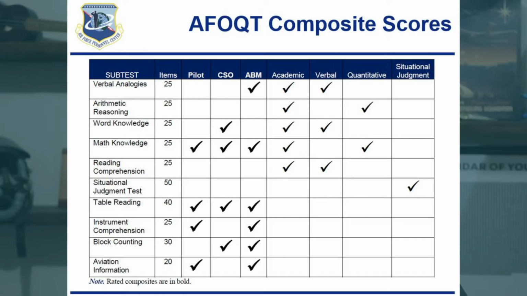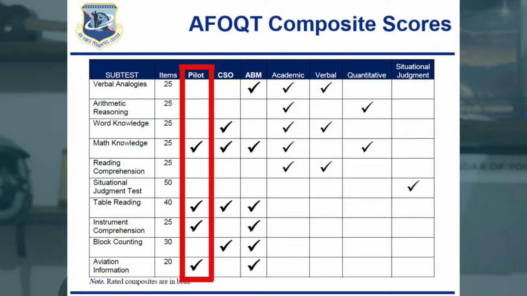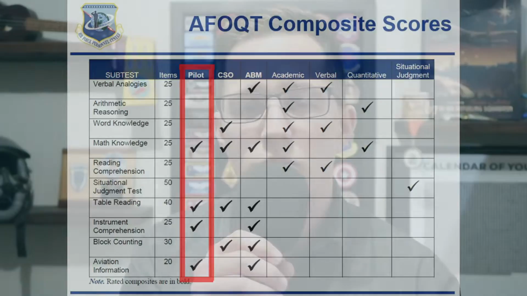On your screen, let's say, for example, you're interested in making the best pilot score you can. What you need to focus on is your math knowledge, your table reading, instrument comprehension, and aviation information. You can just go down the list on each one of those that you'd want to focus on, depending on which score you want to bolster up.